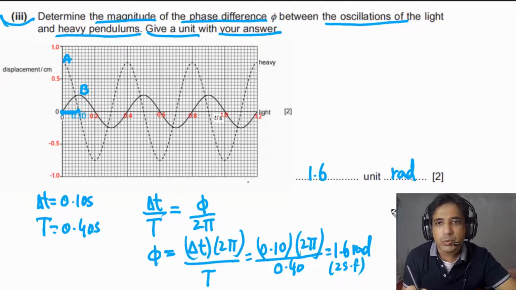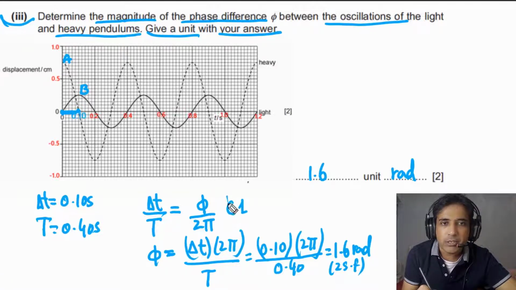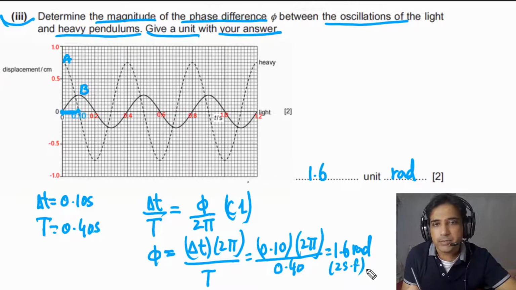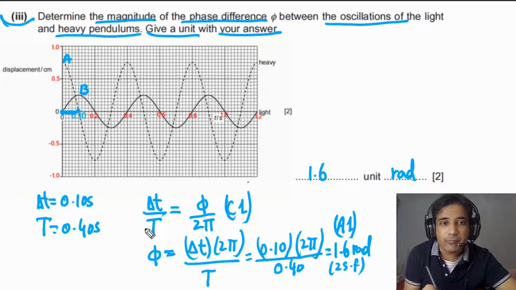This question has 2 marks. The first mark you will get if you have written this equation. You will get 1 C mark. And the second mark you will get if you have got the right answer, and this one is the answer mark. If you got right answer, you will get 2 marks. But if your answer is wrong, you have written this equation, you will still get 1 mark.